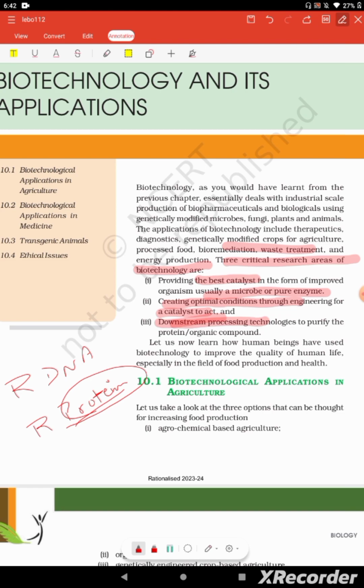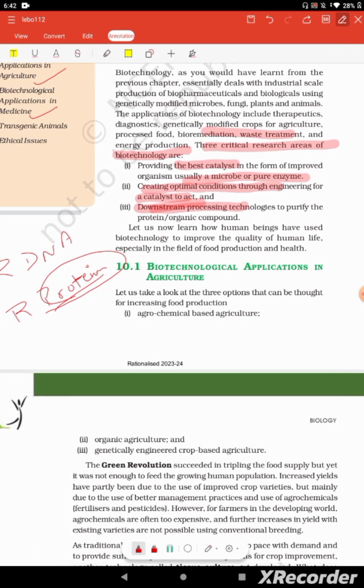So there are various applications of biotechnology, but in this chapter we will cover two basic applications. First is in the field of agriculture and second in the field of medicines. Then we also study transgenic animals and some plants also, and the ethical issues related to the use or exploitation of biotechnology in the field of agriculture and animal science. So the first topic of today is biotechnological applications in agriculture.